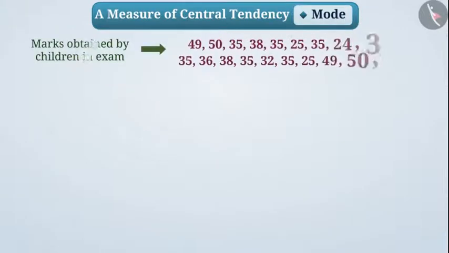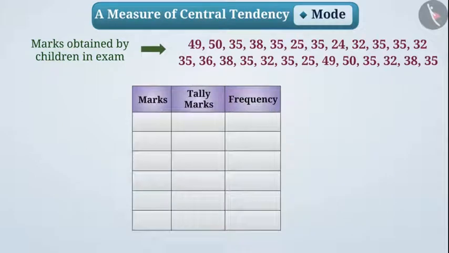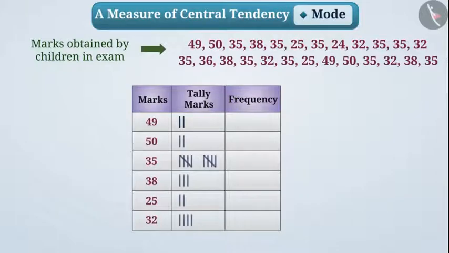Now look here. Here, the marks obtained by the children in a competitive examination are given. There are a large number of observations here, so it will not be easy to find the mode by looking at the numbers. For convenience, we can arrange the data in a frequency distribution table in which we write the number and show it by its tally marks and the number of times it has appeared in all observations. The count of tally marks tells us the frequency of that number in observations.